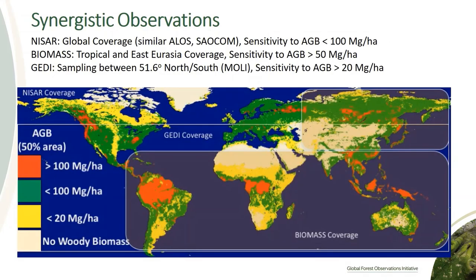This graph shows the synergy observations amongst the different missions. NISAR, like other polar orbiting missions with a global coverage, similar missions are ALOS and SAOCOM. Biomass, also a polar orbiting mission, but with restrictions to the tropical belt and East Eurasia coverage. And finally, all the sensors on the International Space Station, like GEDI and MOLI.